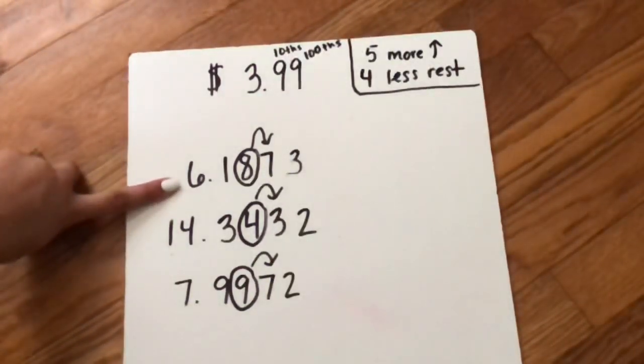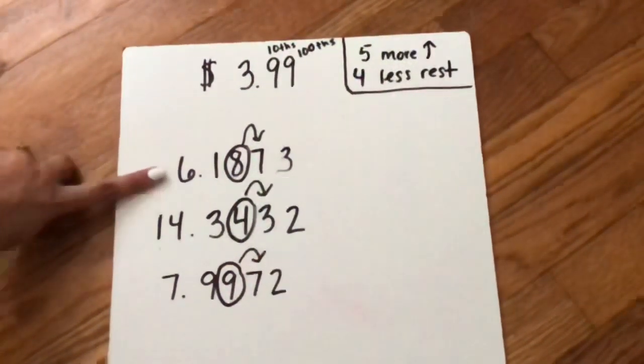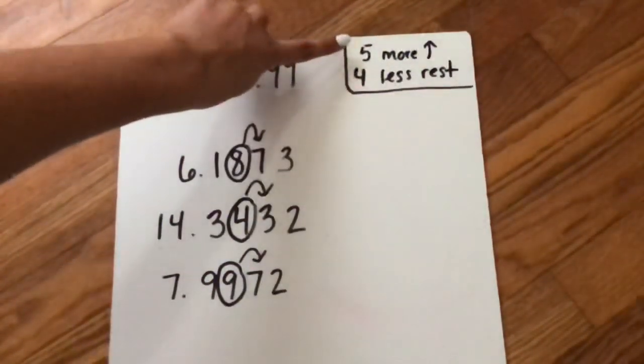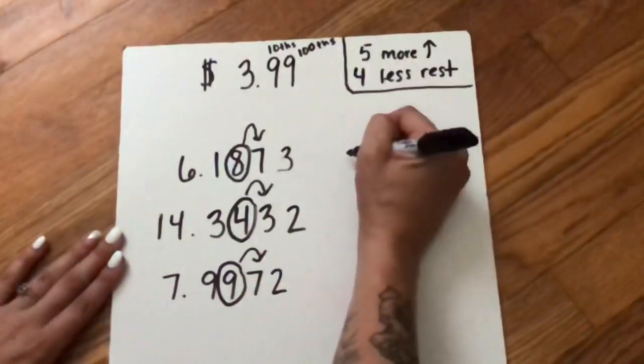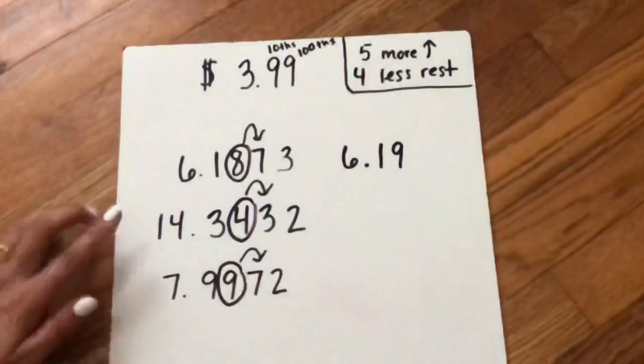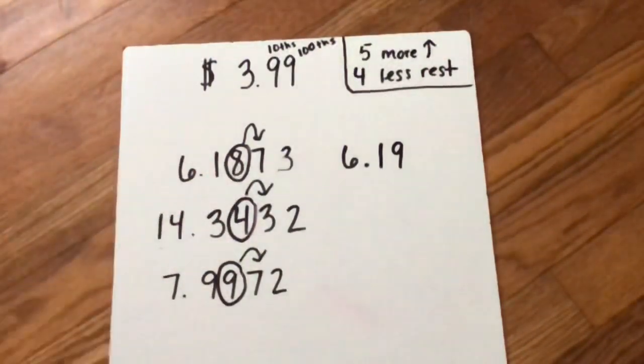So if I look at this number right here, I have this 8 and it's looking at this 7. It's 5 or more, so it's gonna go up 1. So it's gonna be $6.19. That 8 is the one that changed. It went up by 1.